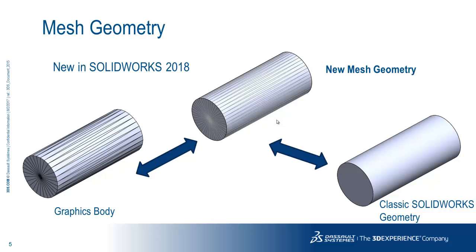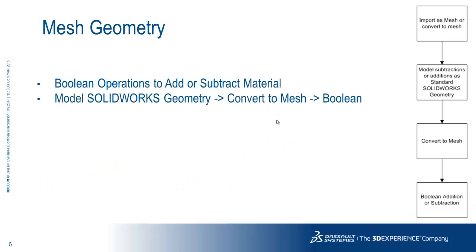It is very much a hybrid between graphics bodies and classic SOLIDWORKS geometry. I would say that the definition of classic SOLIDWORKS geometry, under the hood at least, is a series of equations that define the location of every point on the faces of classic SOLIDWORKS geometry. A graphics body is a series of triangles or facets that are brought together to represent the desired geometry. With the new mesh geometry, we use facets to define the faces of the new mesh body type. So let's understand what that means.